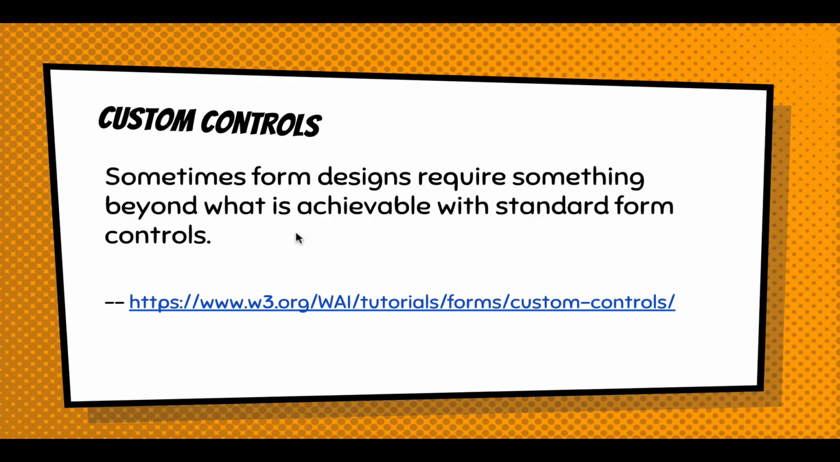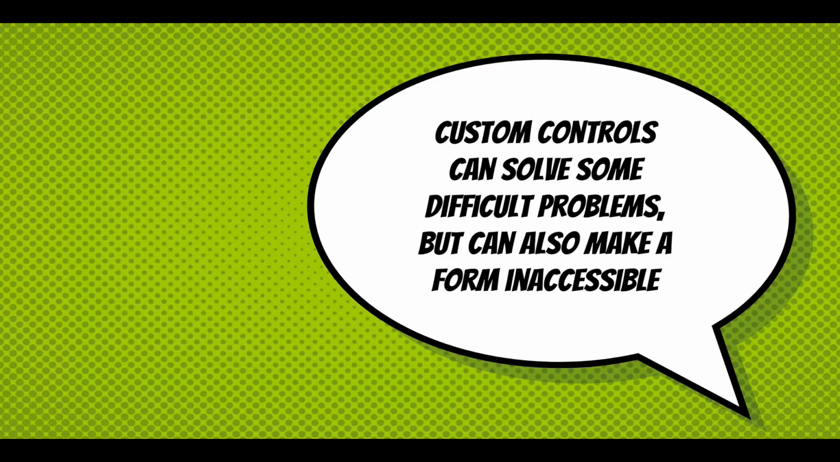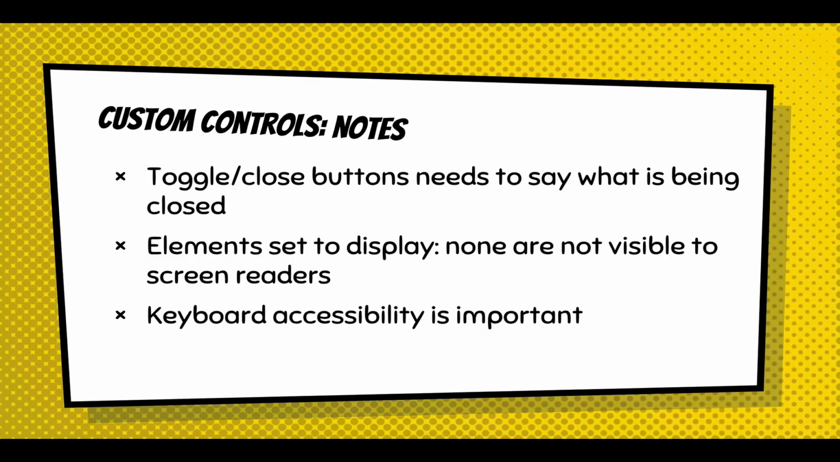So now we're getting into custom controls. And sometimes form designs require something beyond what's achievable with standard form controls. And custom controls can solve some really difficult problems, but they can also make a form inaccessible. And like something I hinted at, like toggle and close buttons need to say what's being closed. Elements like, a lot of JavaScript elements that will replace, like the classic one is the select menu doesn't work great when you're doing multiple value selection.